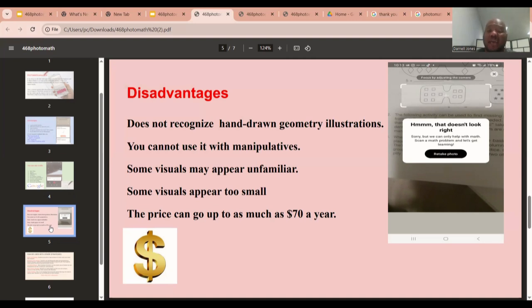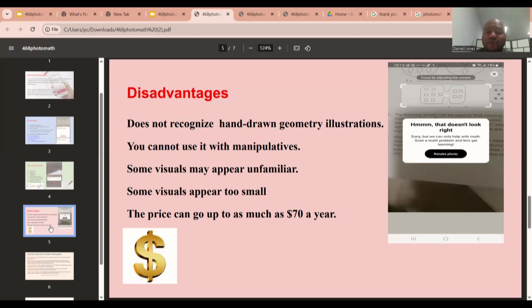You cannot use it with manipulatives. So if you have, let's say, some different manipulatives that you're using to count, it cannot do that. Some visuals may appear unfamiliar. I noticed that some of the visuals on the screen sometimes don't look like what you may expect them to look like because you may be used to visuals looking a certain way. There are certain styles that it has.